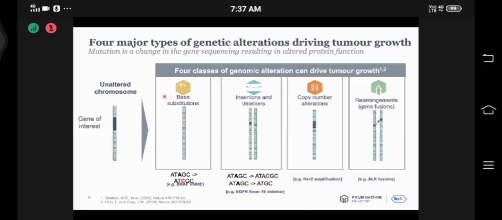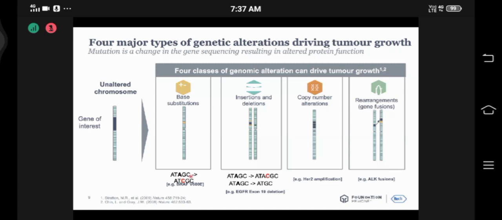This is a very important slide, and all of us ought to know about this. What are the four major types of genetic alterations which drive tumor growth? Very beautifully illustrated here. As we know, this is a chromosome, again made up of genes. Let's say, for example, we are talking about a gene of interest. The four major classes of genomic alteration that can drive tumor growth are, first, base substitutions. Again, we can see here the A is substituted by C, so adenine is substituted by cytosine.